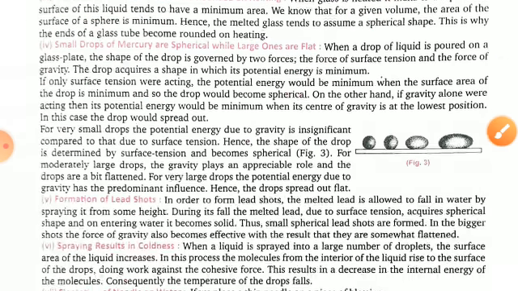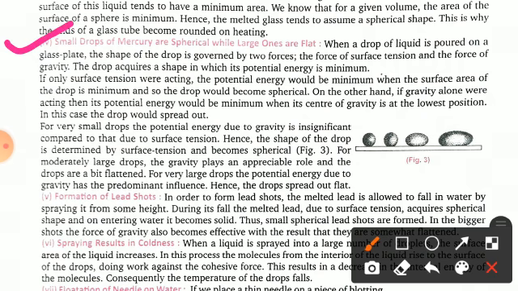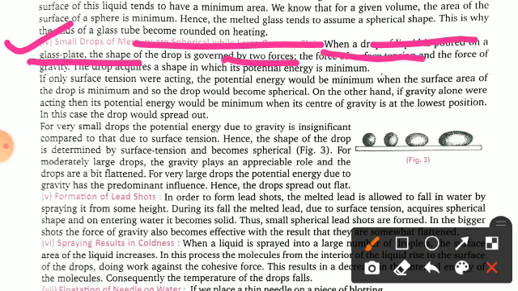So this is the most important one. Small drops of mercury are spherical while large ones are flat. Why? When a drop of a liquid is poured on a glass plate, the shape of the drop is governed by two forces. Now what are the forces? The forces of surface tension and the force of gravity. So the drop acquires a shape in which its potential energy is minimum. If only surface tension were acting, the potential energy would be minimum when the surface area of the drop is minimum, and so the drop would become spherical. You can see from this figure.